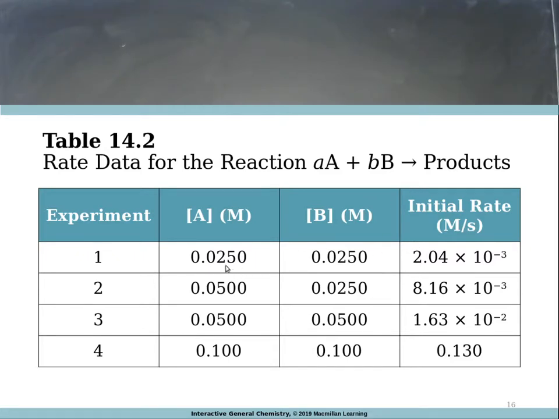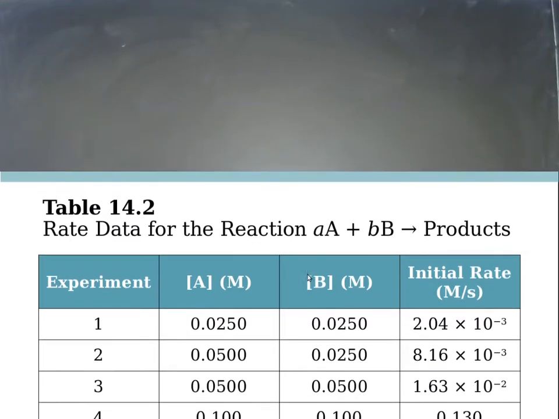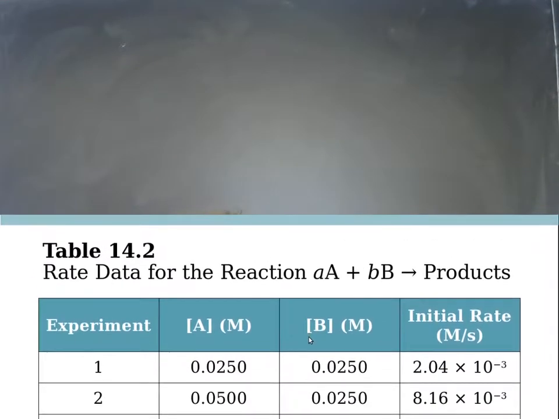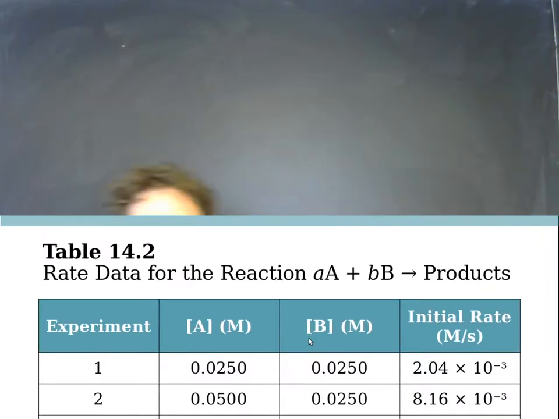Under these conditions, with 0.025 molar in both A and B, we measured a reaction rate of 2.04 times 10 to the negative third molar per second. And in trial 2, you'll notice we kept the amount of B the same, and we've doubled the amount of A. So let's, oops, I moved the wrong thing. There we go. Let's see how that's going to help us.